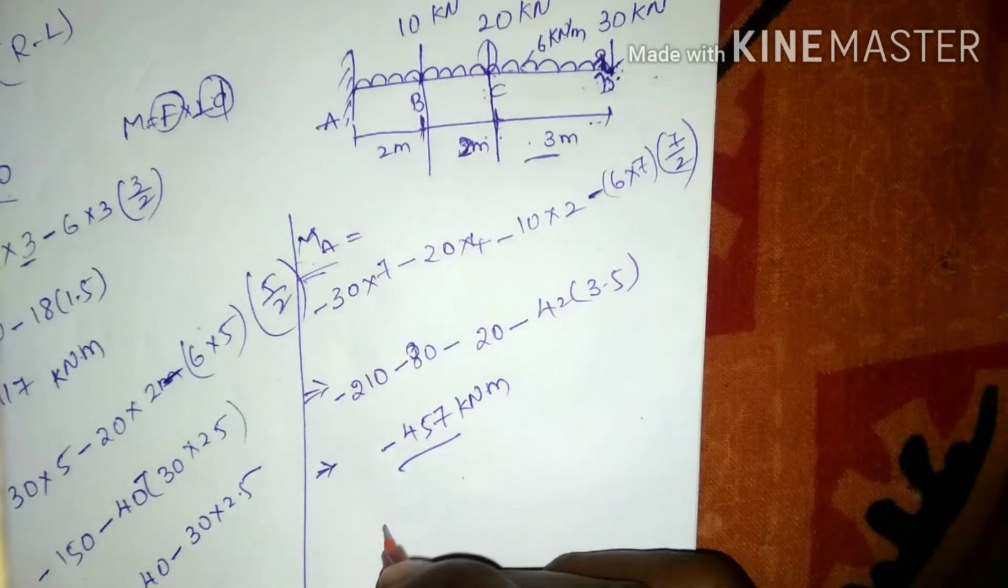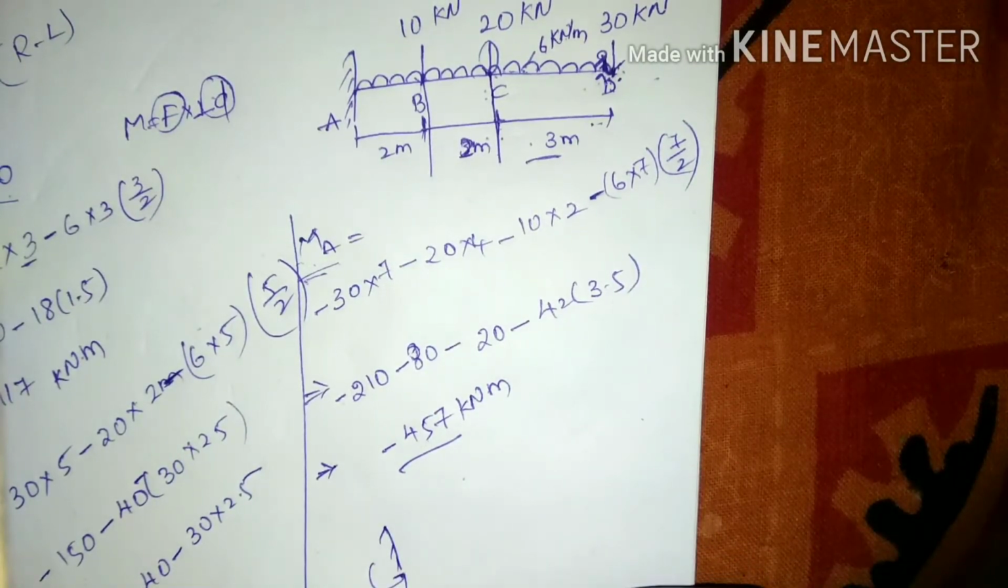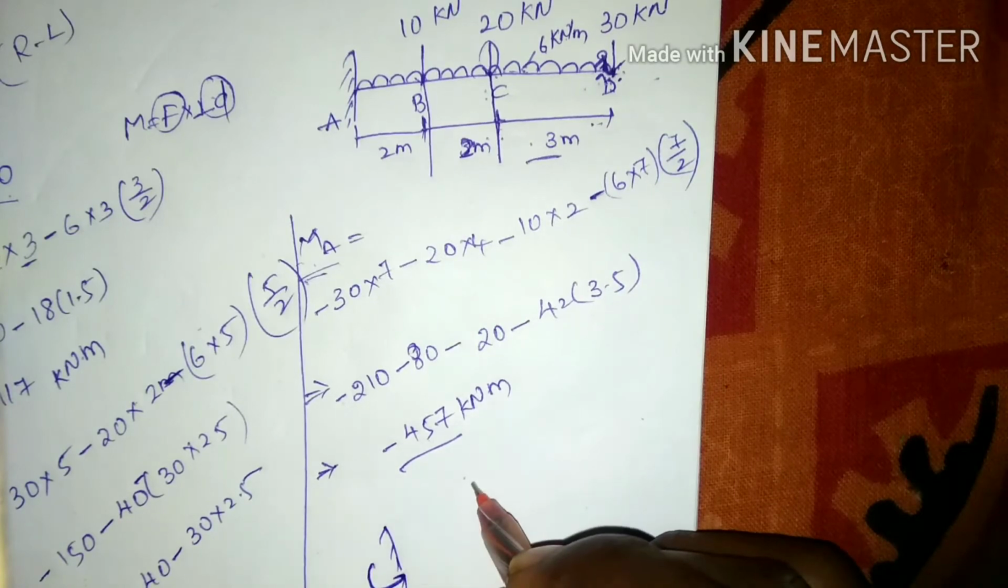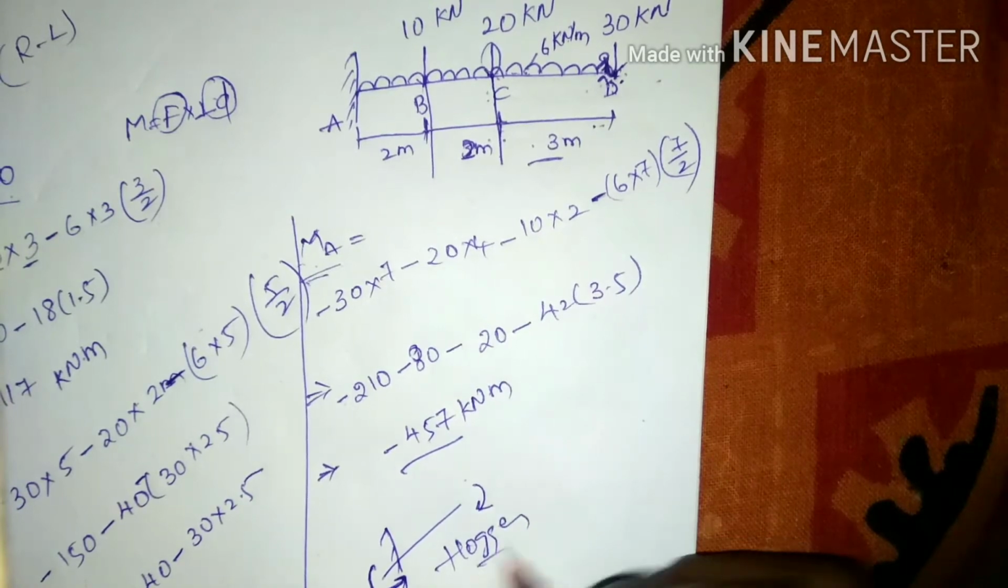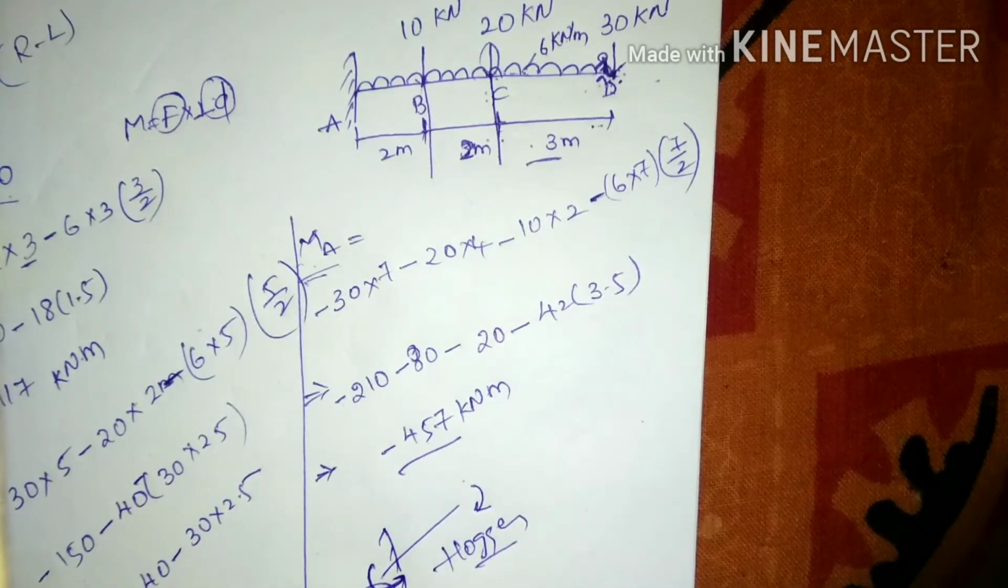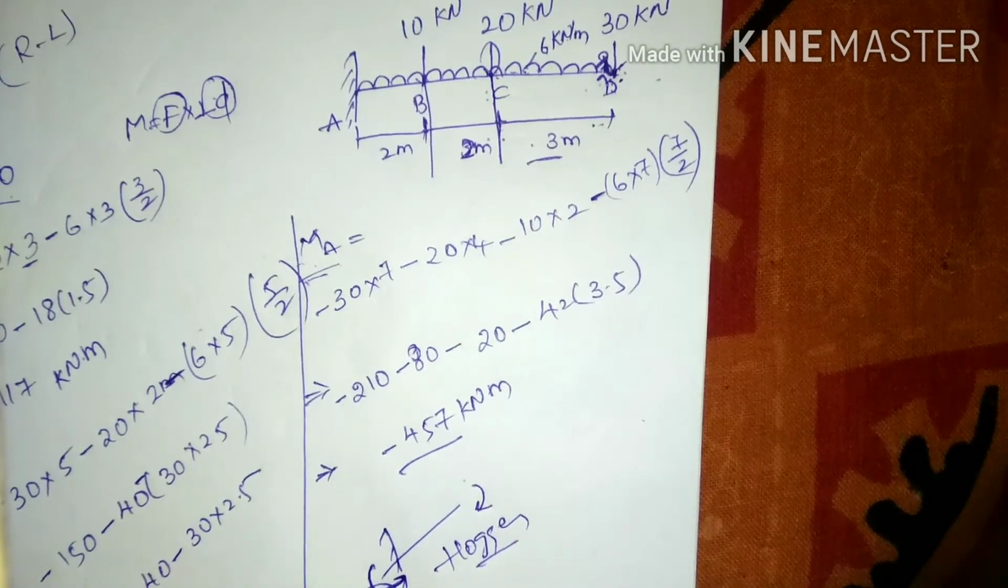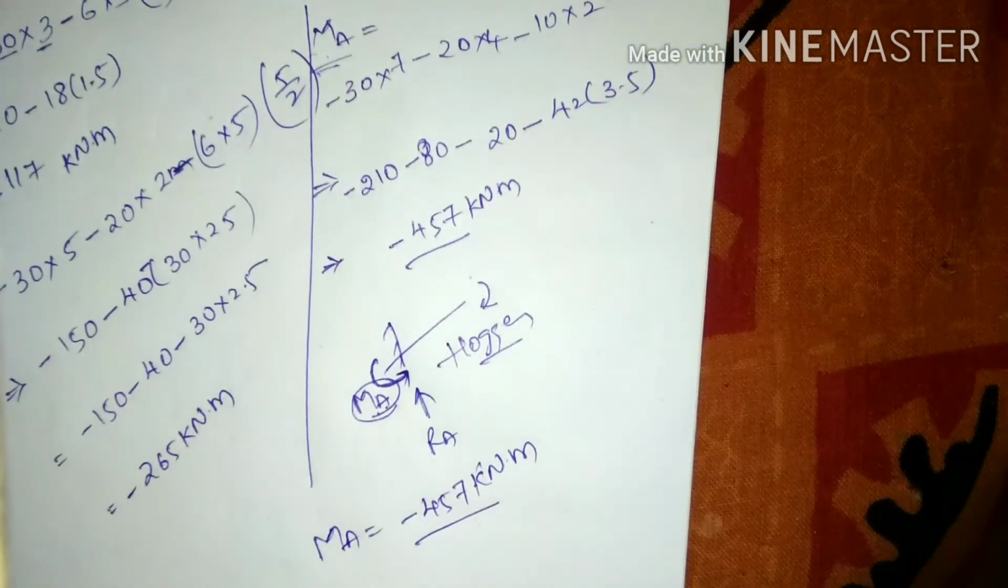Here at the fixed end we are having a reaction RA and the moment MA. This is in the anti-clockwise direction, and the moments also are taken in the anti-clockwise direction, so that it is in the hogging. Here also moment about A we are having. The moment about A is equal to minus 457 kilonewton into meter. The maximum moment at A is equal to minus 457 kilonewton into meter.